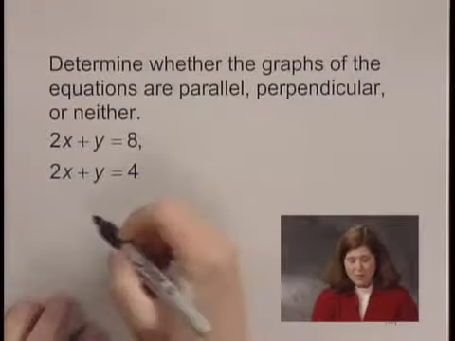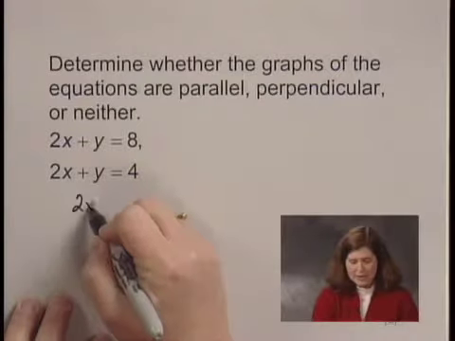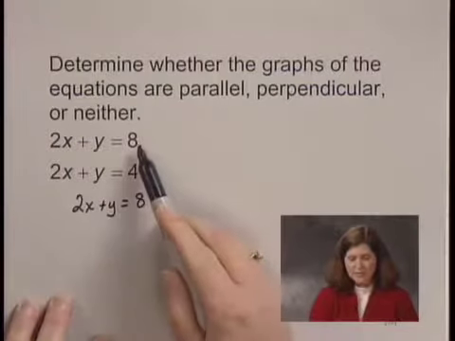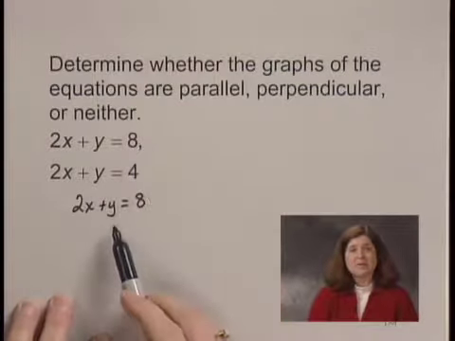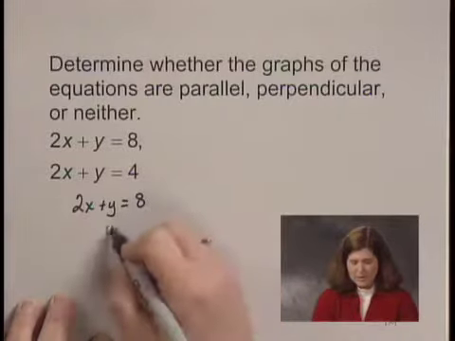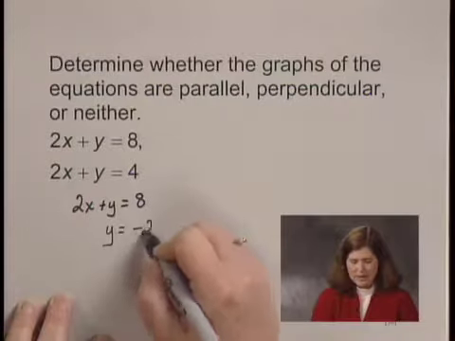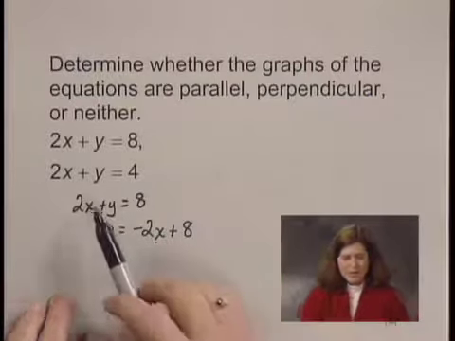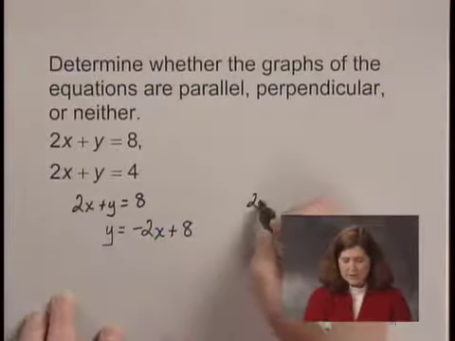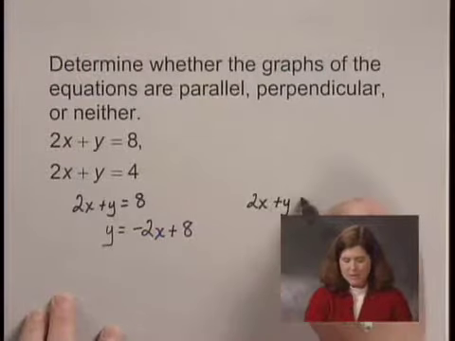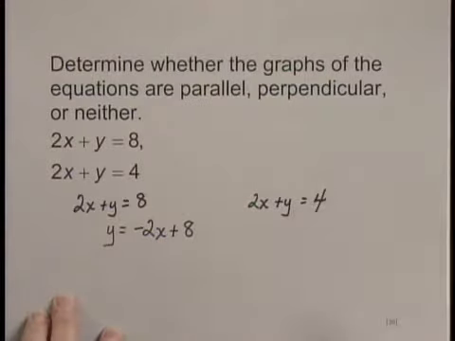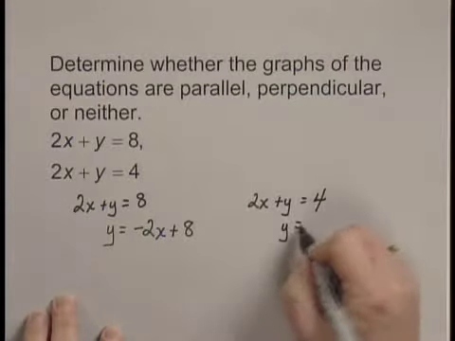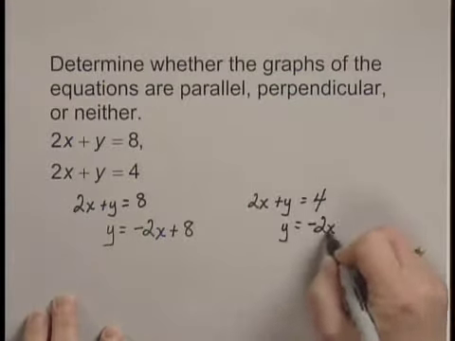We have the equation 2x plus y equals 8. That's our first equation. Solving for y by subtracting 2x on both sides, we have y equals the opposite of 2x plus 8. The other equation is 2x plus y equals 4. Again, we solve for y by subtracting 2x on both sides, and we get y equals the opposite of 2x plus 4.